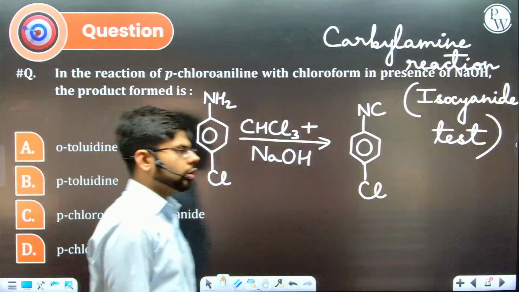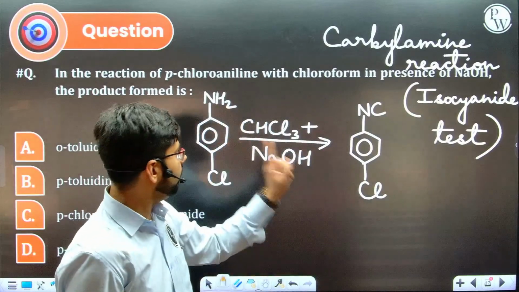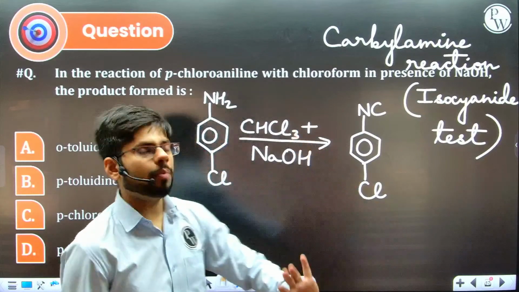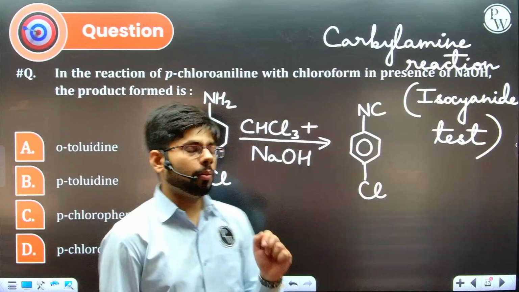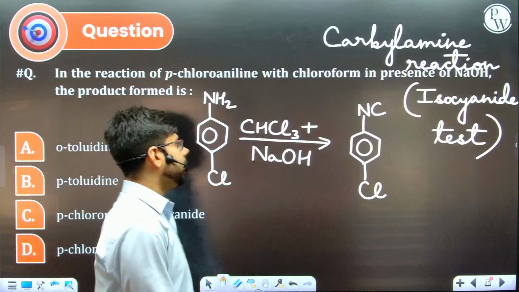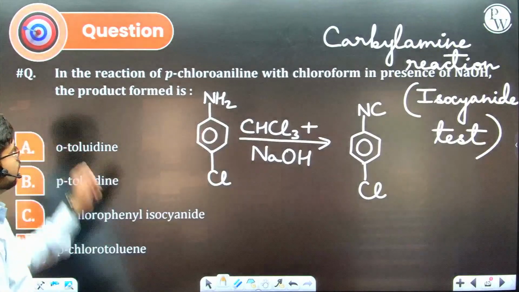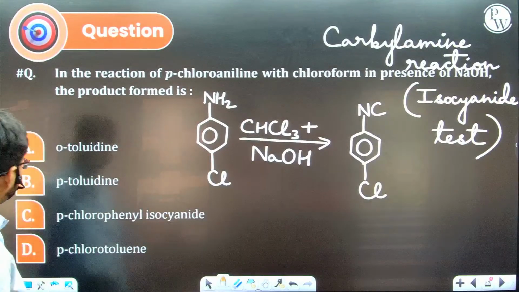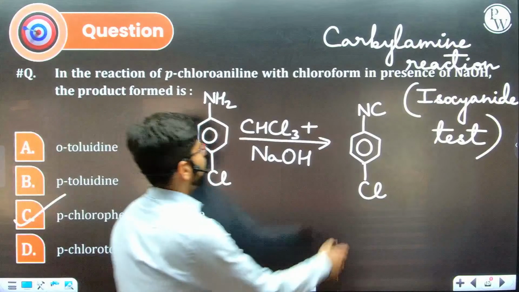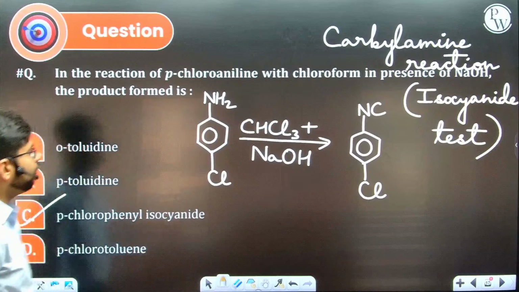This reaction is used to confirm the presence of a 1-degree amine. All 1-degree amines will react with CHCl3 and NaOH to form carbylamine or isocyanide. The compound formed is a foul smelling compound. One more thing, 2-degree and 3-degree amines don't respond to this test. So only a 1-degree amine will undergo carbylamine reaction. So in the question that we have with us, the correct answer is option C. Para-chlorophenyl isocyanide. Para-chloro, that means the chlorine is attached at para position. So para-chlorophenyl isocyanide.